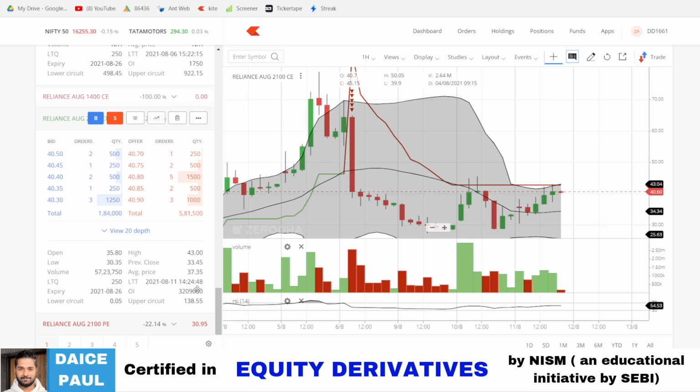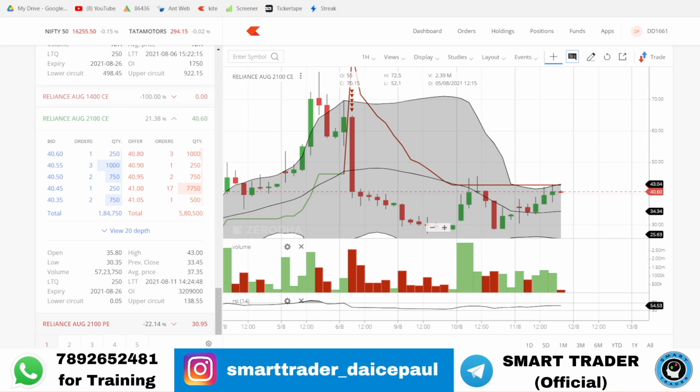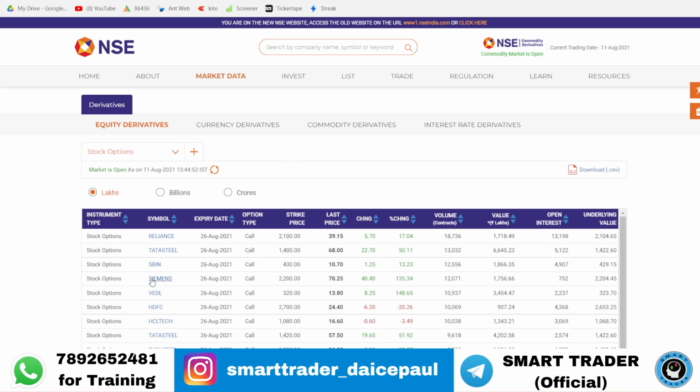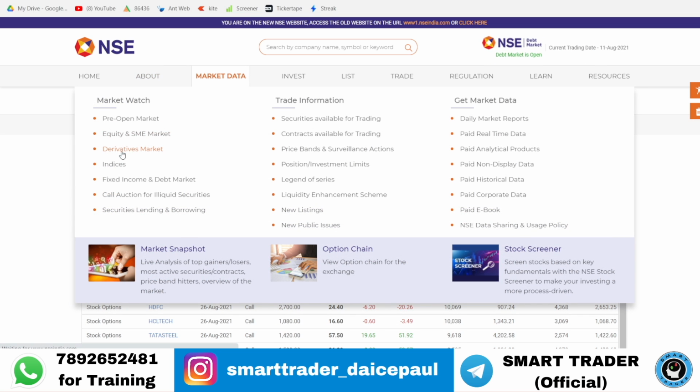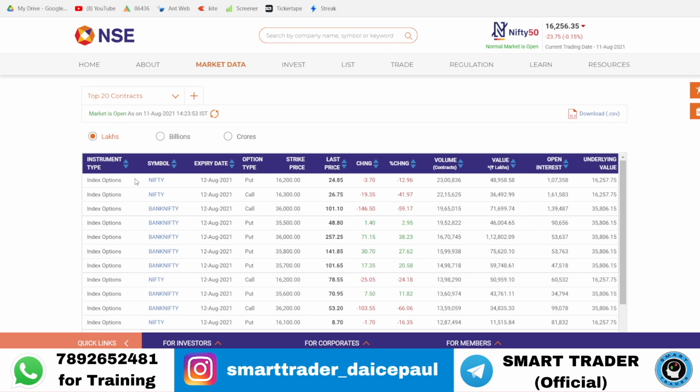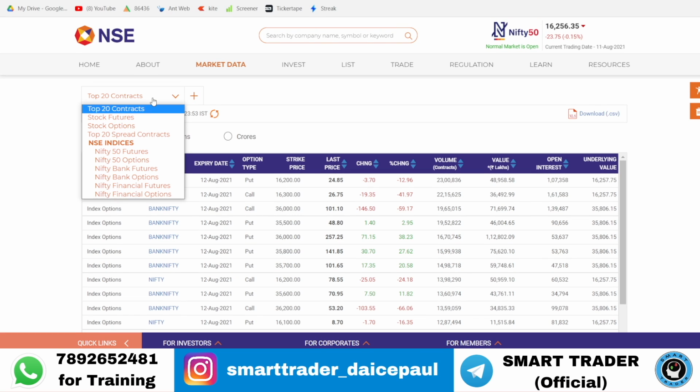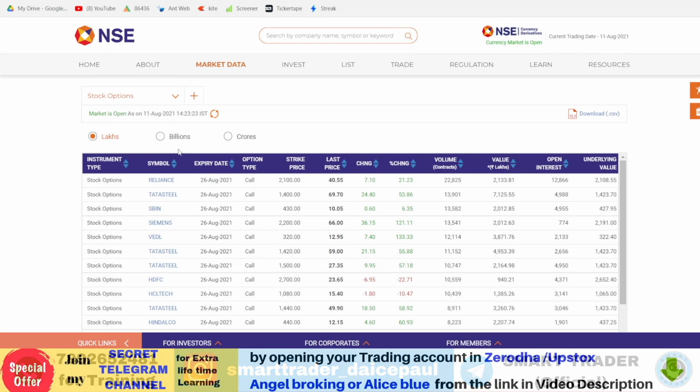The same thing you can see in your broker, whichever broker you use. You can also check it on NSE India, not a problem. How do you go there? Go to market data, derivative markets. These are the top 20 contracts. Let's say stock options. These are Reliance, Tata Steel, SBI. I've taken the example of Reliance. So if you see here, this is the open interest for Reliance. Keep this in mind.